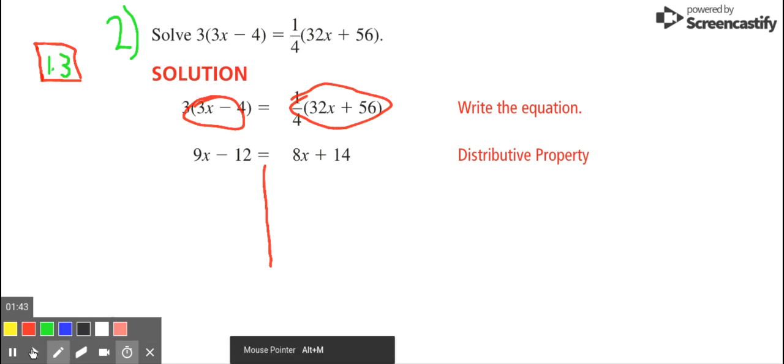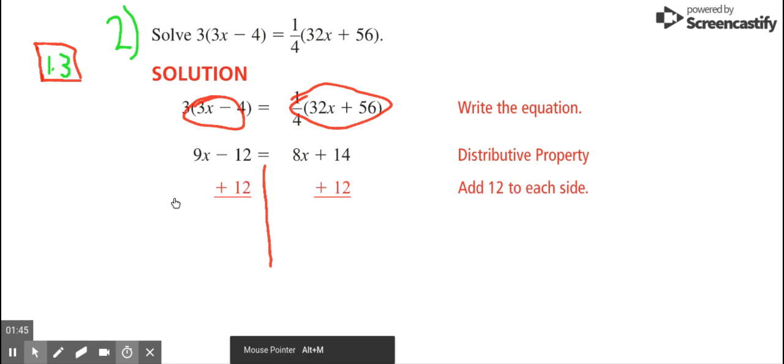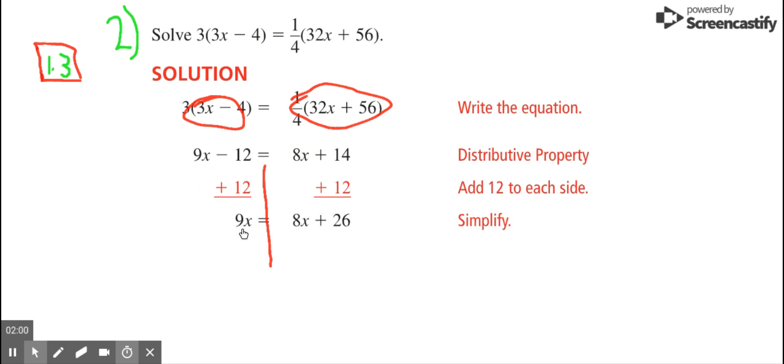So now we are going to add 12 to both sides. You can see that we decided to add 12 to both sides because we could either get rid of the variable on one of the sides or get rid of the number, since they're on both sides. So we decided to add 12. When we do that, 9x is the only thing left on the left side. On the right side, we have 8x plus 26.